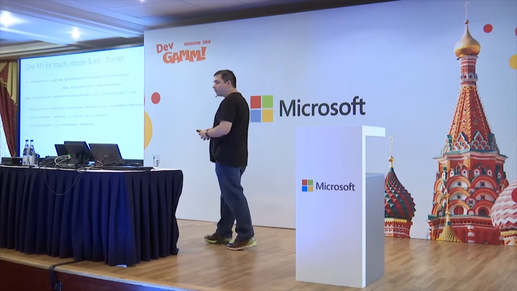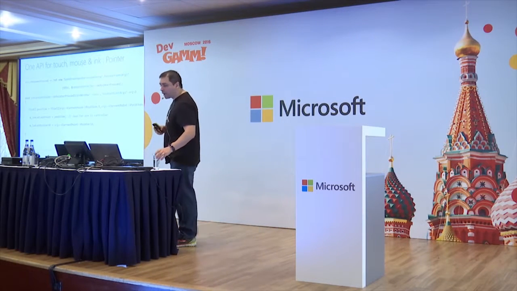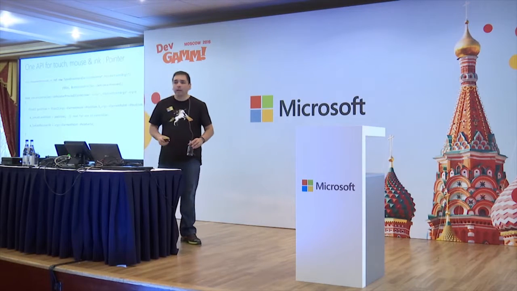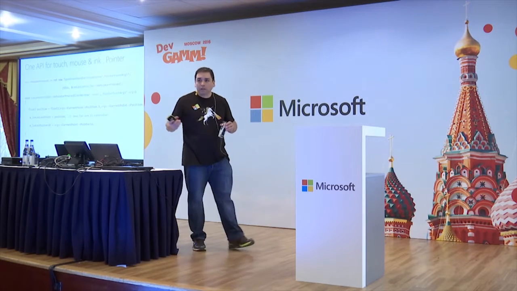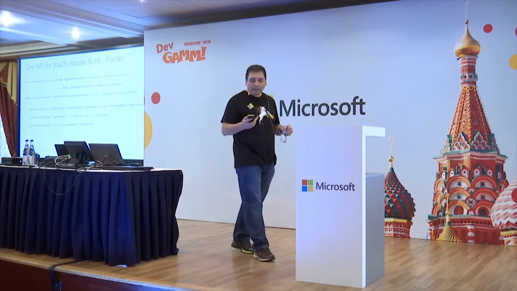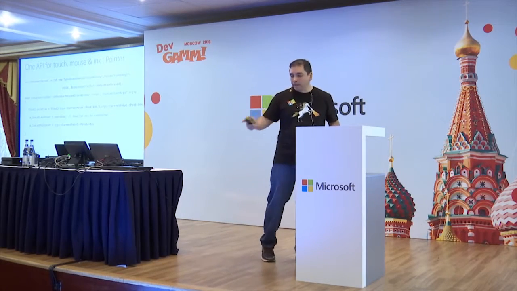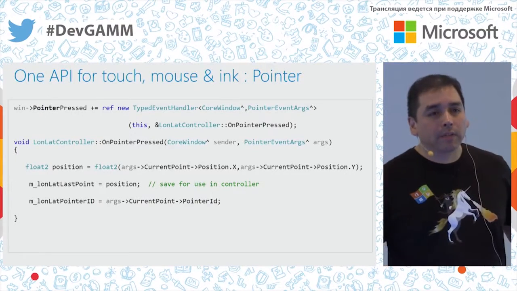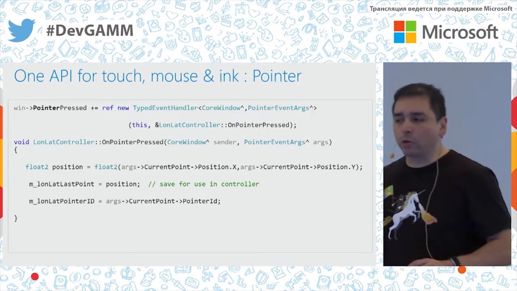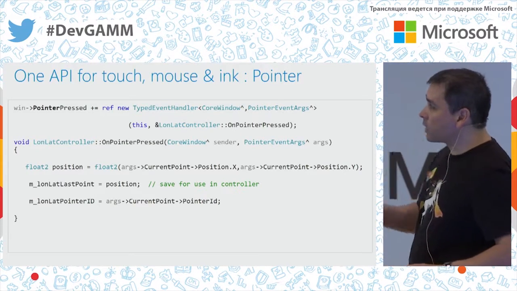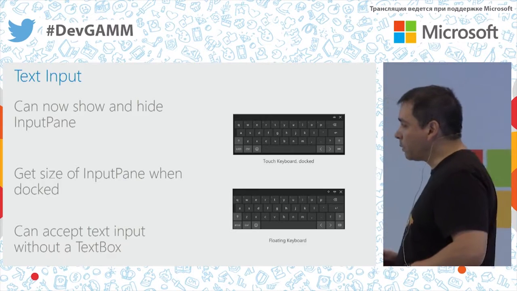So you don't have to learn anything about touch, you don't have to learn anything about actually using a pen. You just code to this pointer API, and everything's taken care of. Later, I'll talk about middleware, and then obviously, if you're using a middleware, they take care of it for you too. So with regards to touch, mouse, and input, it's pretty simple.